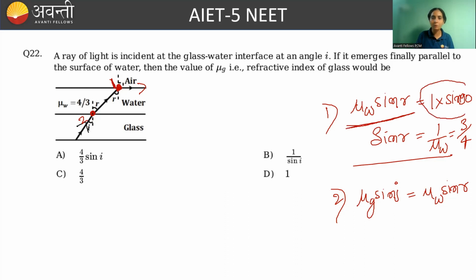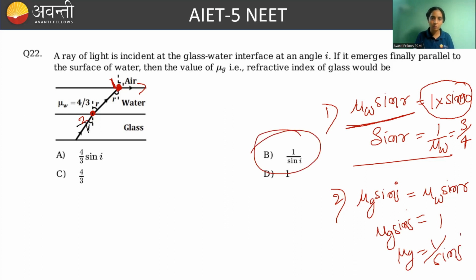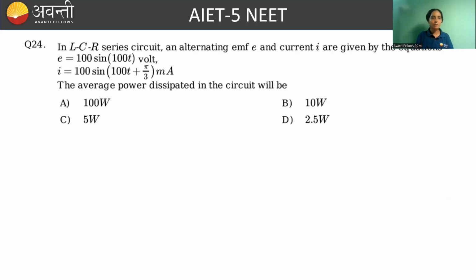And μwater sin r is equal to 1, as you can see here. So this became 1. μg sin i equals 1, so μg is equal to 1 by sin i. So a very easy question, you just need to put the formula and get the answer. So B will be your correct answer. Now let's move on to the next question.